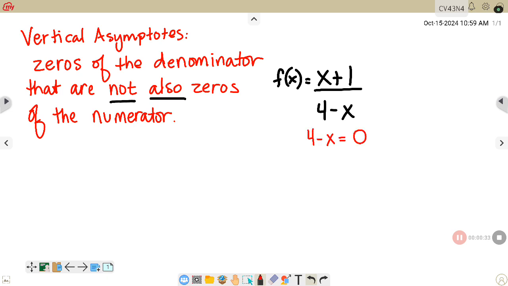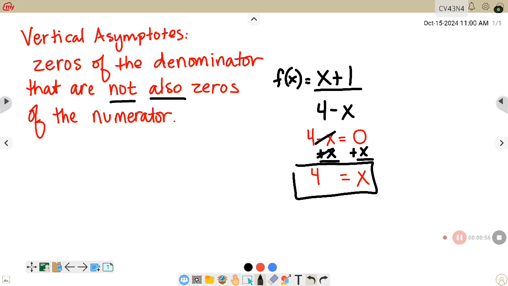We're going to find its zero, which means set it equal to 0 and solve it for x, which means I would add the x to both sides to cancel out the minus x. So now I have 4 equals x. What this means is that this graph has a vertical asymptote at x equals 4. You are typing in that equation because here's what that means.